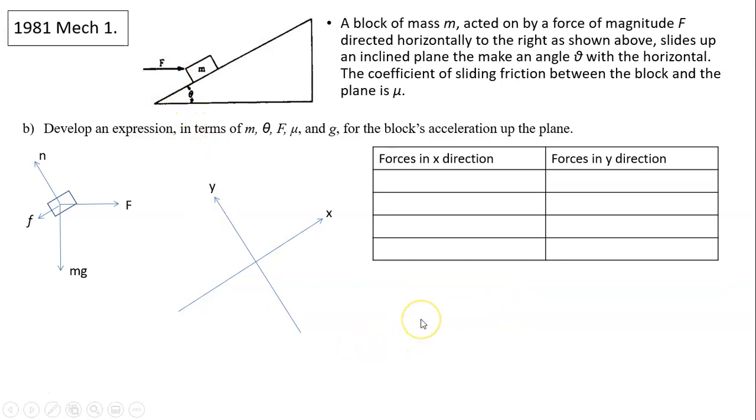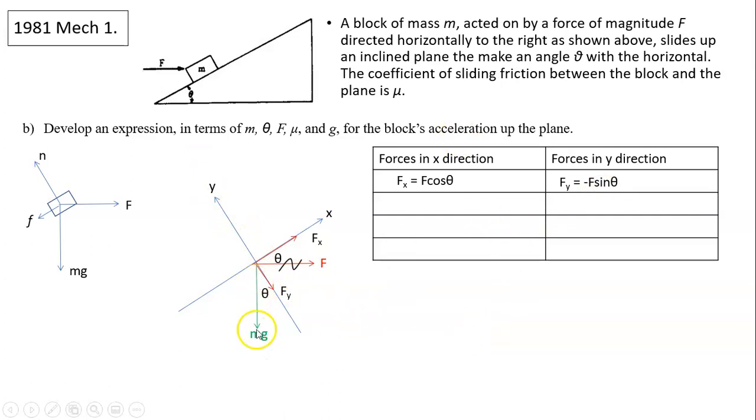So in order to find force, we need to separate the x direction and y direction in the force. Let's consider all the forces. First is force F. We have to separate that into x and y components. As you can see, theta is between F and x, therefore Fx becomes F cosine theta and Fy is negative F sine theta. It's negative because it's opposite of positive y.